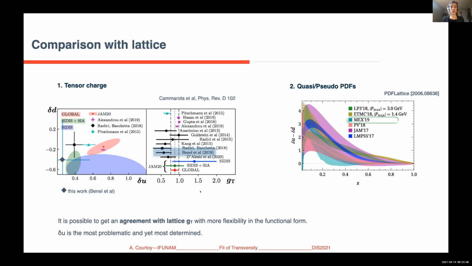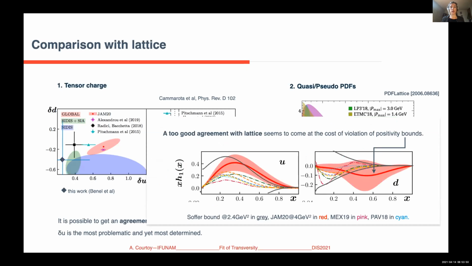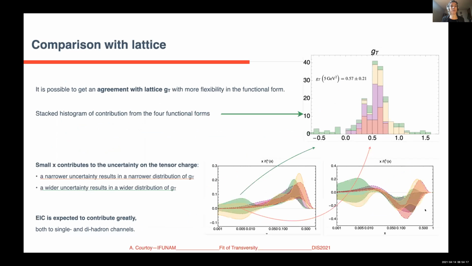Also, I'm sorry. Okay, so that's the plot we just saw by Alexei before. I just overlapped it with the Soffer bound. It's not the same scale, but then you see the Soffer bound here. So up is kind of okay. It goes a bit wide here, but down is totally outside of the Soffer bound. So it seems that we have to understand something here, because up to now we cannot reconcile positivity and lattice. So something has to be understood here.